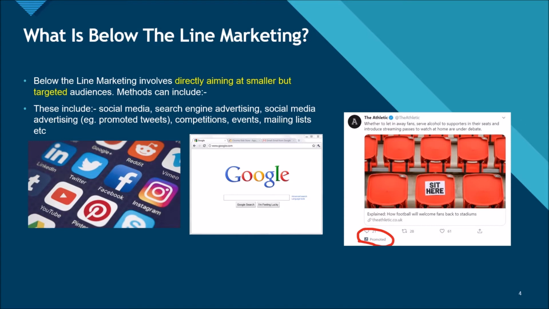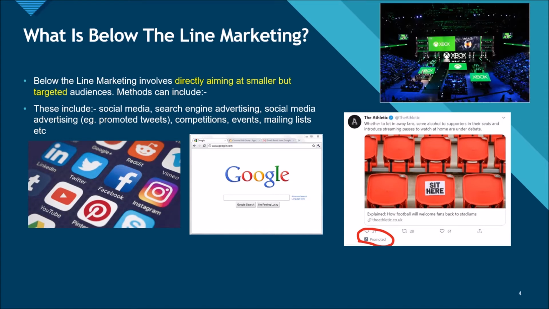In this instance, they've used Twitter and a promoted tweet to try and market a new football-based newspaper to me. This is because they know that I follow lots of accounts to do with football and lots of accounts to do with newspapers, so they would see me as the perfect target audience for this new product.